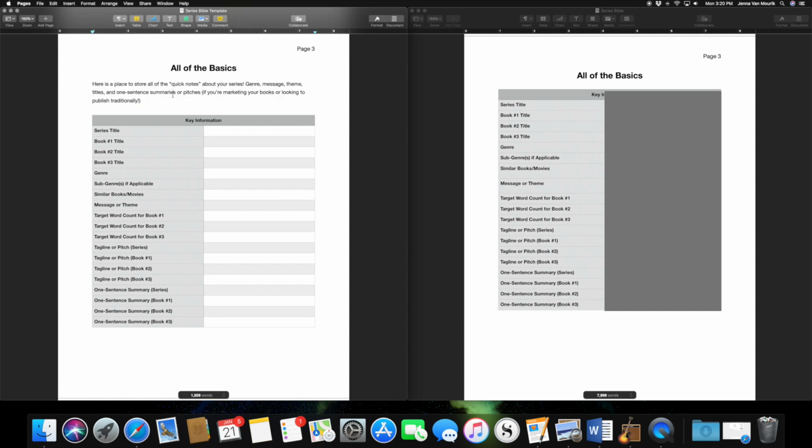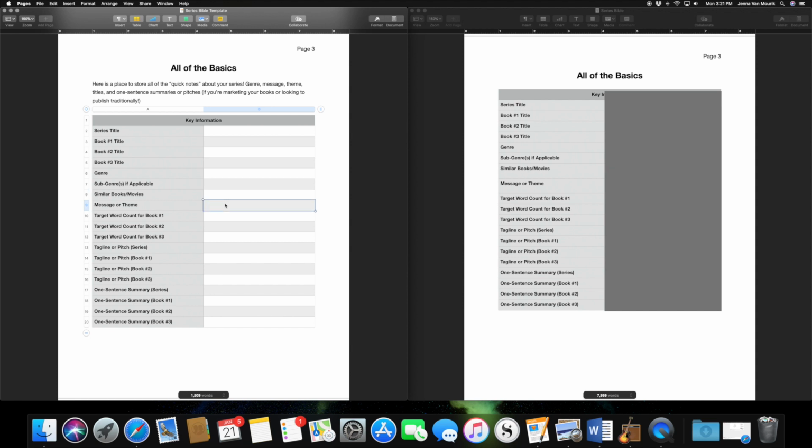But essentially, this is where you're just going to put in the key information about your series, and you can add as many rows or as many columns as you see fit. There are no rules to this. It is completely up to you, the writer, as always, but you can put things in like the title of your series, the title of each book, the genre, subgenres, similar books, comparable books. If you're planning to self-publish or traditionally publish, this might be really helpful for you if you're querying, to be able to have a place to note comparable works.